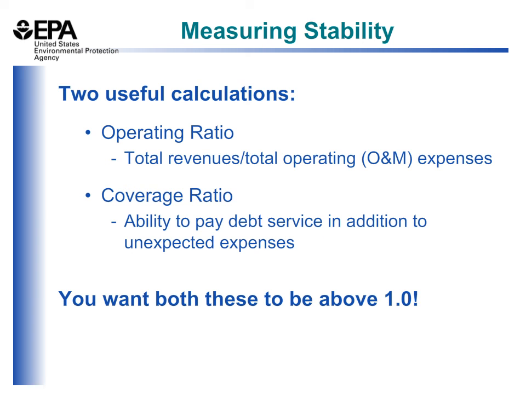You want that number to be 1.0 or higher. This would show that your utility is financially in good shape, and in fact most bonds or loans require a borrower to have a coverage ratio or an operating ratio of at least 1.25, which means you have money in the bank. Starting out by getting to 1.0 is a good goal.